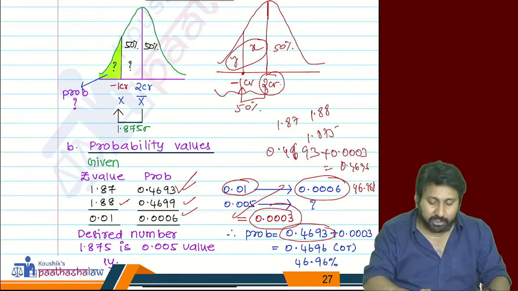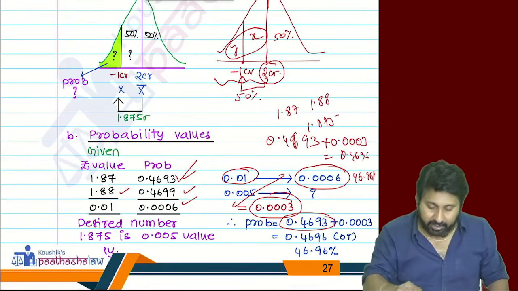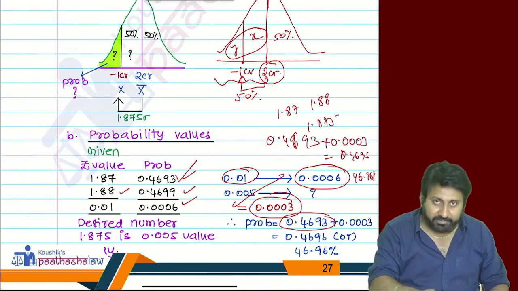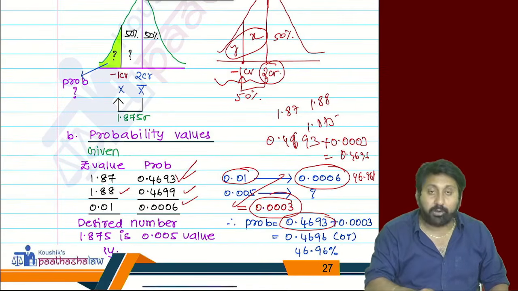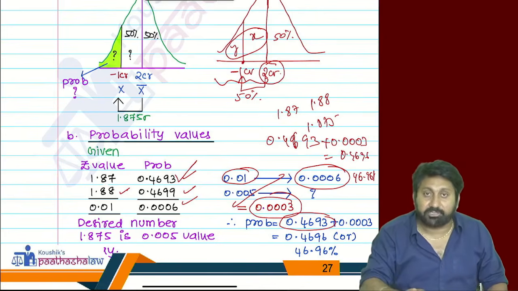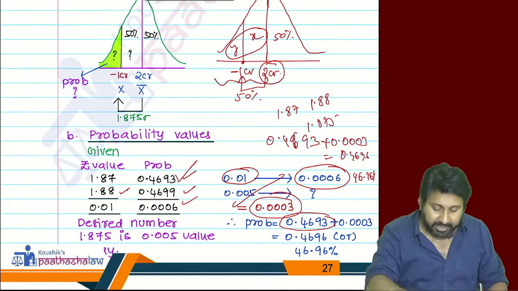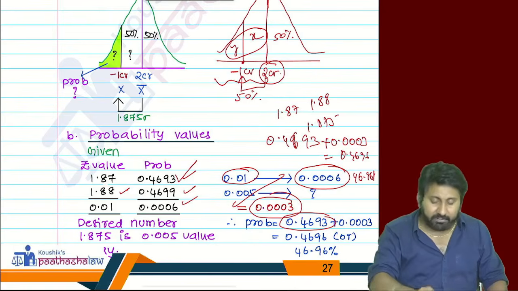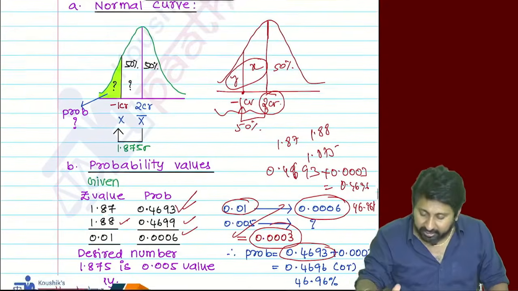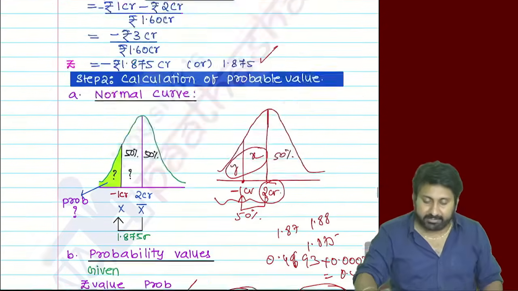For a 0.01 change in Z value, the probability changes by 0.0006. But we don't want 1.87 and we don't want 1.88, we want 1.875. So it's exactly half of 0.0006. Half means 0.0003. So the 1.87 probability is 0.4693 plus 0.0003, which comes to 0.4696, also called 46.96%.